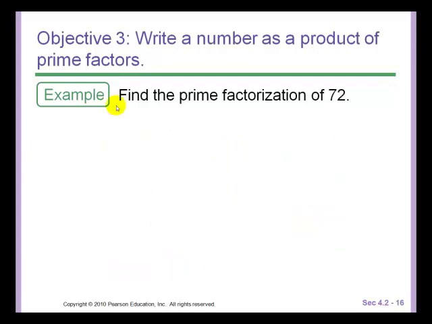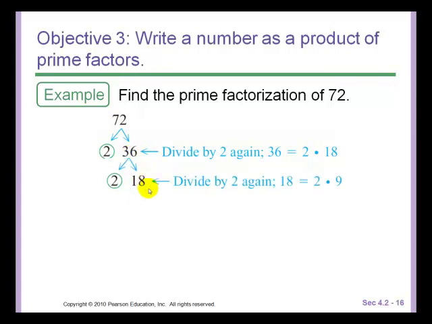And the last example, find the prime factorization of 72. Again, start with any two combinations you can think of. If not, always start with the small prime numbers like 2, 3, or 5. In this case, I know I can divide by 2 because it is even, and it is 2 and 36. 36 could be 6 and 6, or 9 and 4, or in this case we're going to use 2 and 18.